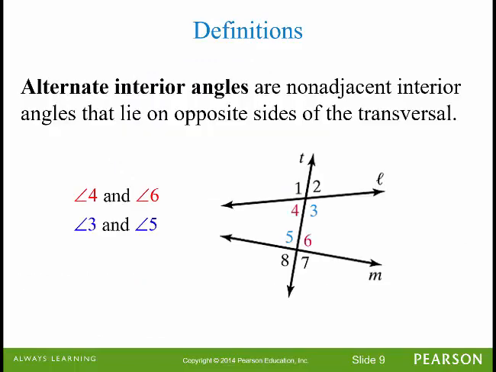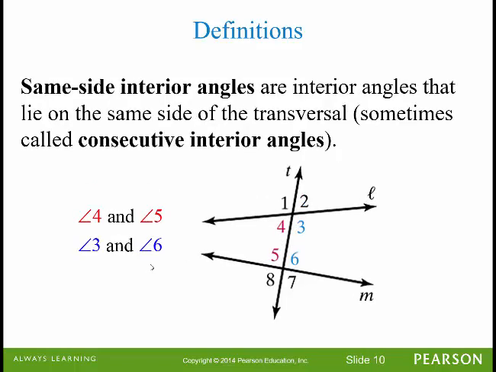All right, alternating interior angles are non-adjacent interior angles that lie on opposite sides of a transversal. So 4 and 6 are alternating interior, and 3 and 5 are alternating interior. Right? Same side interior angles are interior angles that lie on the same side of the transversal. These are sometimes called consecutive interior angles. So 4 and 5 are consecutive interior angles, and 3 and 6 are same side interior angles. Same thing, just called different names.